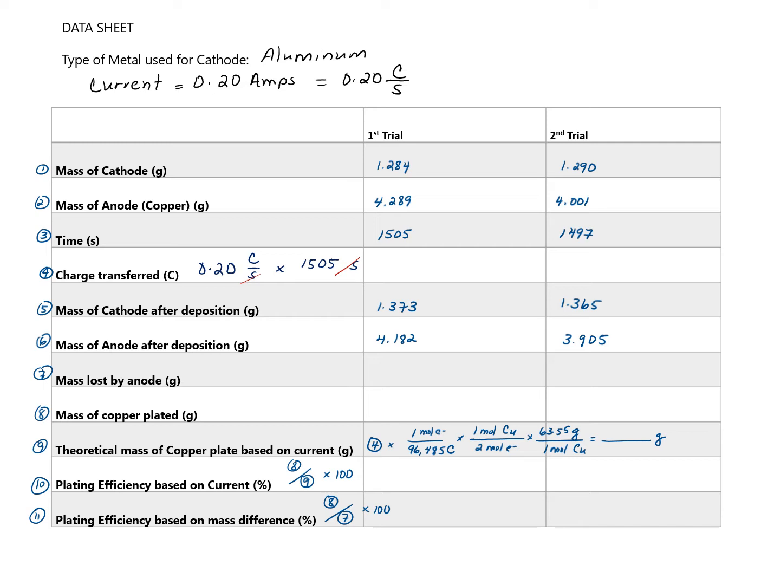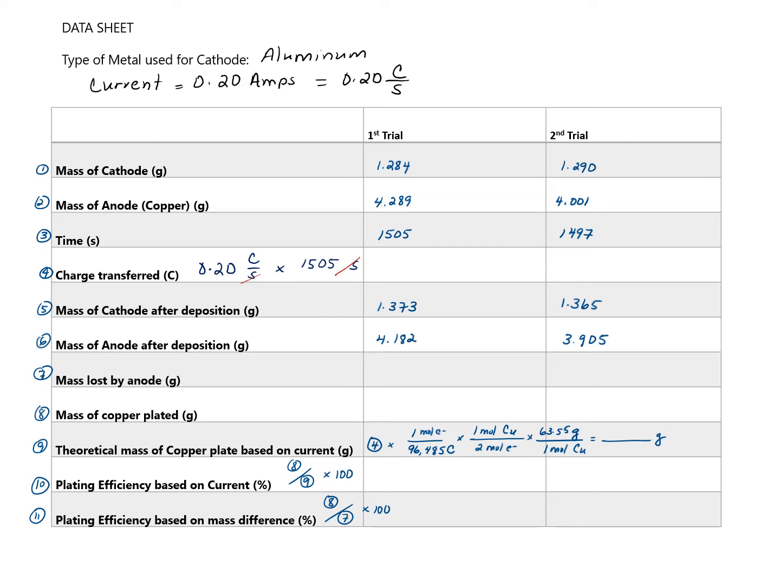Number 6, again, is another experimental data. You have the initial mass of copper, which is the metal that we're using in the anode. After the 25 minutes, roughly 25, a little bit higher than that, the mass that we have now is 4.182 for trial 1. So you can look at your numbers here. The mass of the copper is decreasing. The mass of the aluminum is increasing.